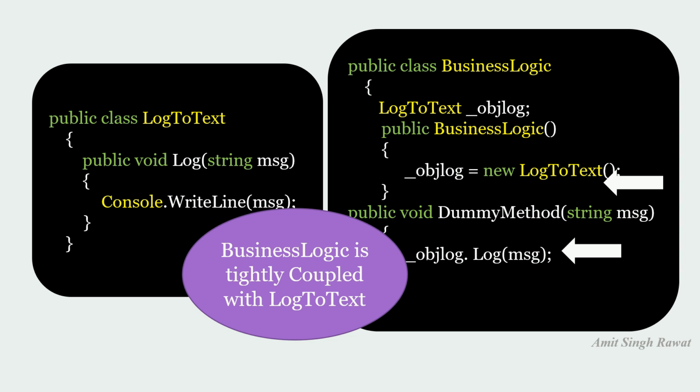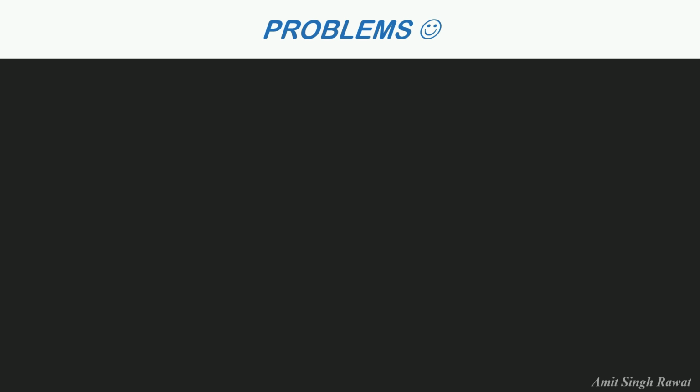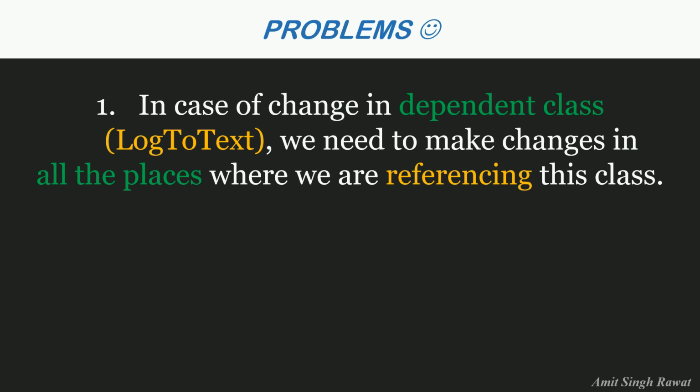So the question is, is there any problem with this implementation? Because we are already following this kind of approach in development, correct? In general, it's not a big problem if you have control over all the classes and your project is small. Let's see the problems one by one. The first problem is, in case of a change in the dependent class LogToText, we need to make changes in all places where we are referencing this class.